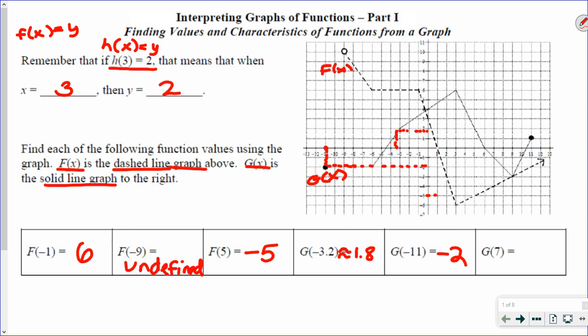All right, and then g of 7. Okay, here's 7 on the x-axis, go down to the solid graph, over to y, and I can tell my y-coordinate is -1. So when you're evaluating functions graphically, just remember, given the x-coordinate, you're just trying to find the y-coordinate of that point on that particular graph, okay?